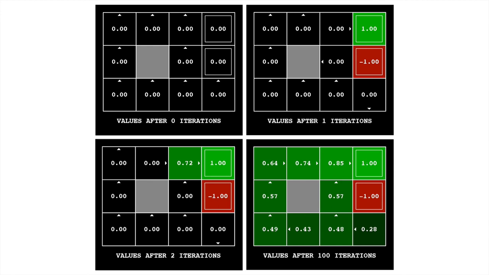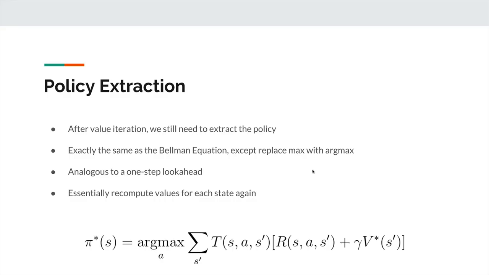So remember that for value iteration, we just get the values. We don't know which action to take yet. So that's a separate step called policy extraction. And with policy extraction, after value iteration, we still need to extract the policy.